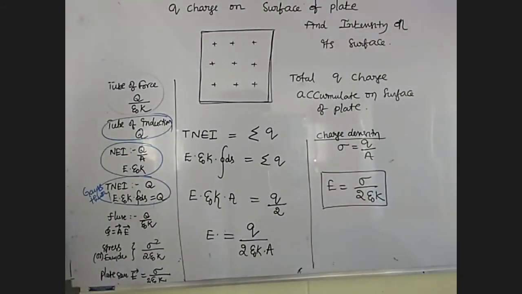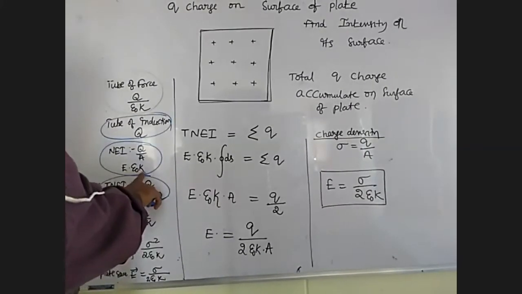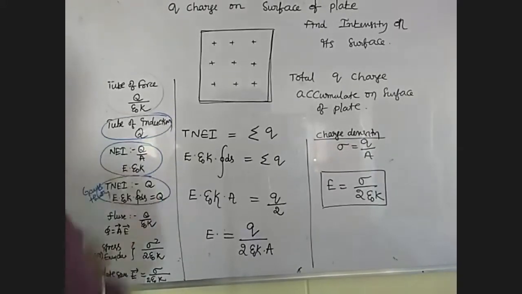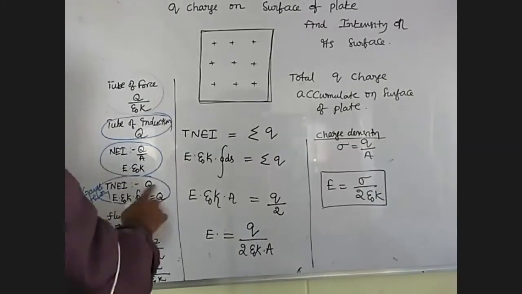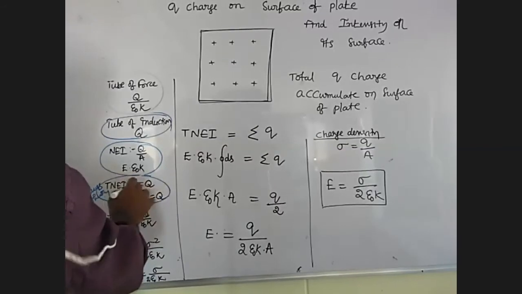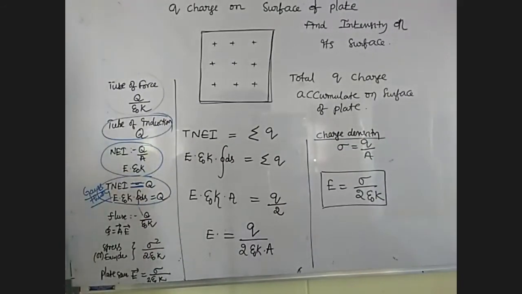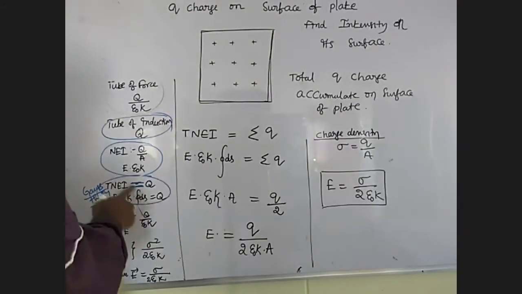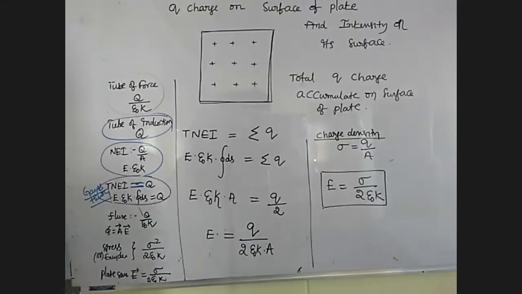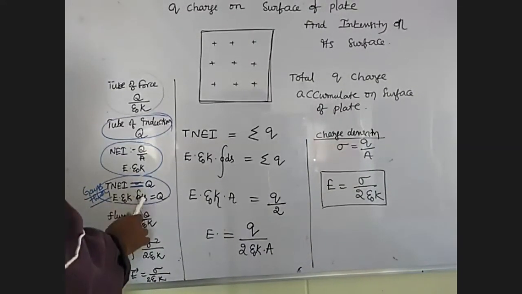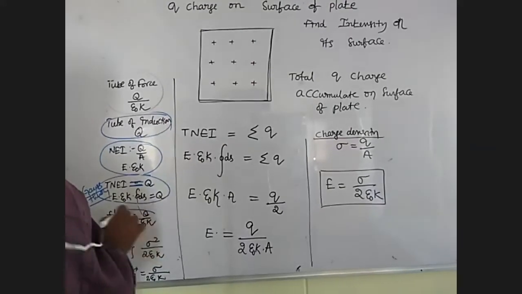That is E into epsilon naught K, where K is the dielectric constant; its value for air is 1, for water 80, and for metal infinite. Total normal electric induction equals total charge. This is Gauss theorem: E into epsilon naught K, normal electric induction, into area, is called total normal electric induction. So E into the integration of ds is nothing but Q upon epsilon naught K.